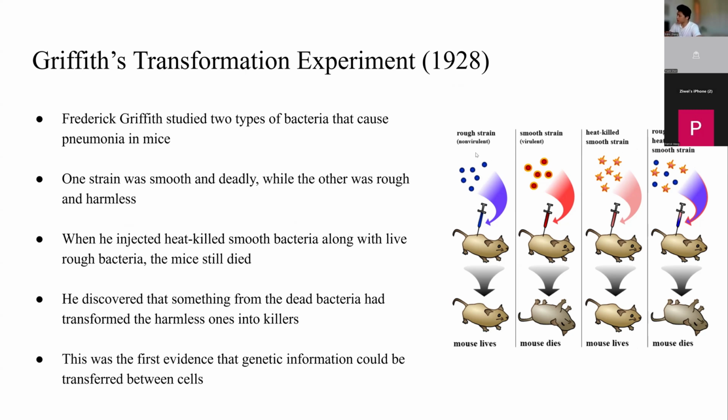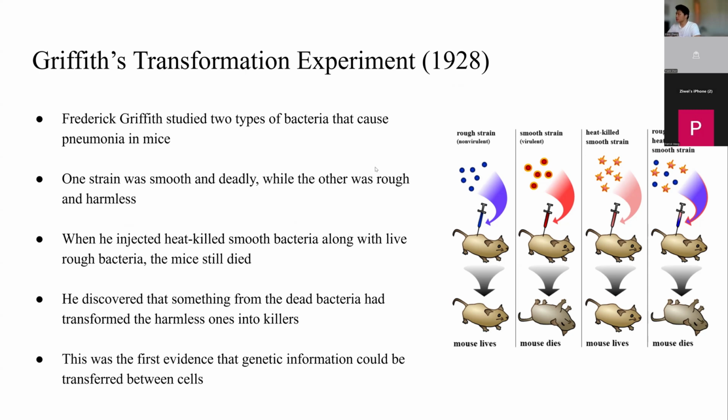Inject a harmless strain, the mouse lives, that's simple. Inject a virulent strain, the harmful one, the mouse dies. Simple. Inject one where we have killed the virulent cells, the mouse lives. Simple, because the virulent cells can no longer do their job, and the mouse can live on. But if we mixed these two cases where the mouse lived together, somehow the mouse died.